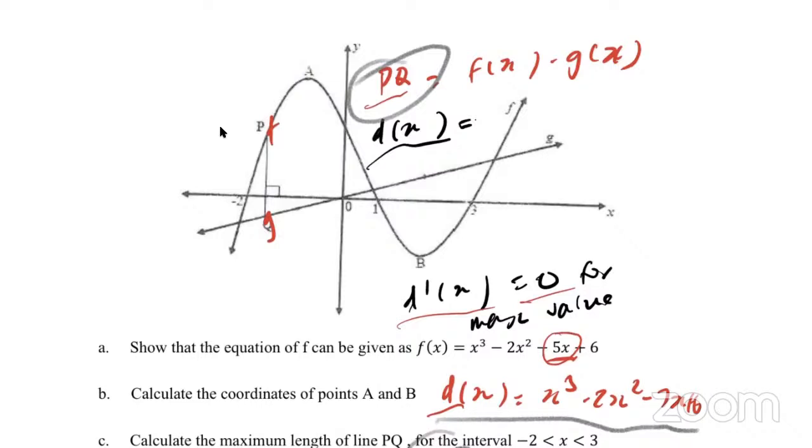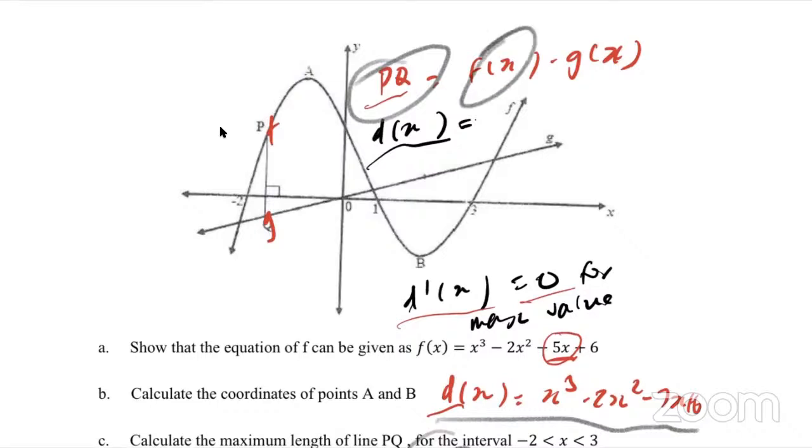Then once I discover the minimum and the maximum, I look at which x value gives me the minimum or the maximum, and then I substitute that x value back into the length function. Okay, I got it. Yes, just like that. Notice, don't substitute it into the f of x function.